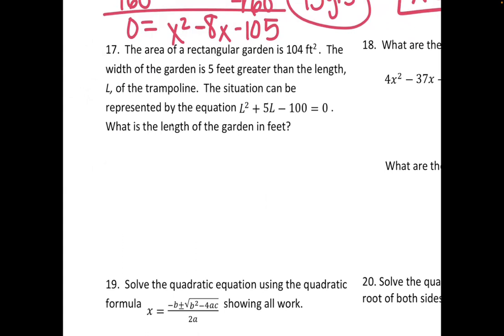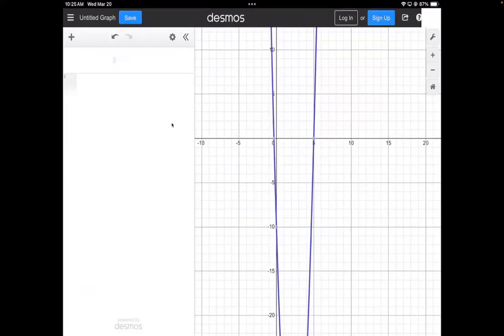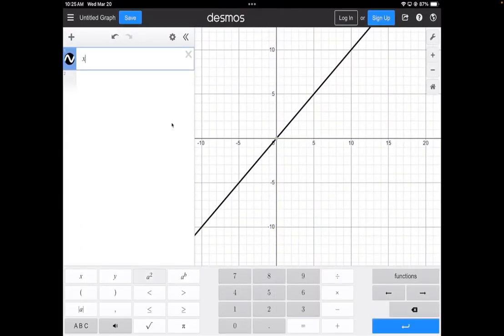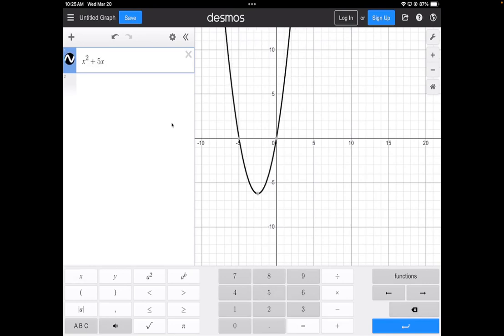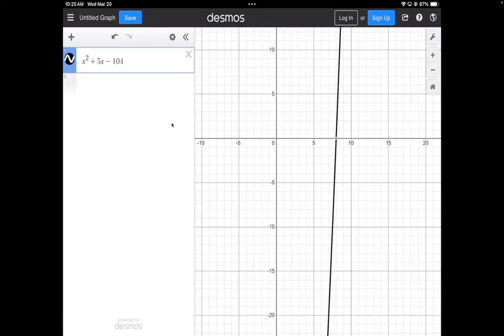All right, this one is talking about the length. Okay, there is actually a typo on this. This should be 104. So we're going to graph this. And what is the length? So we're looking at that rocks. But we're going to use x instead of L, okay? So we're going to say x squared plus 5x. But change that to a 104, not a 100, okay?